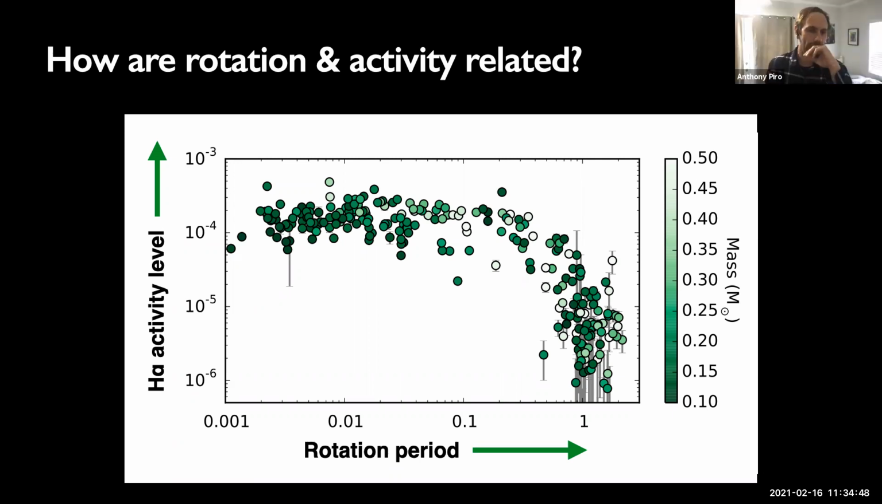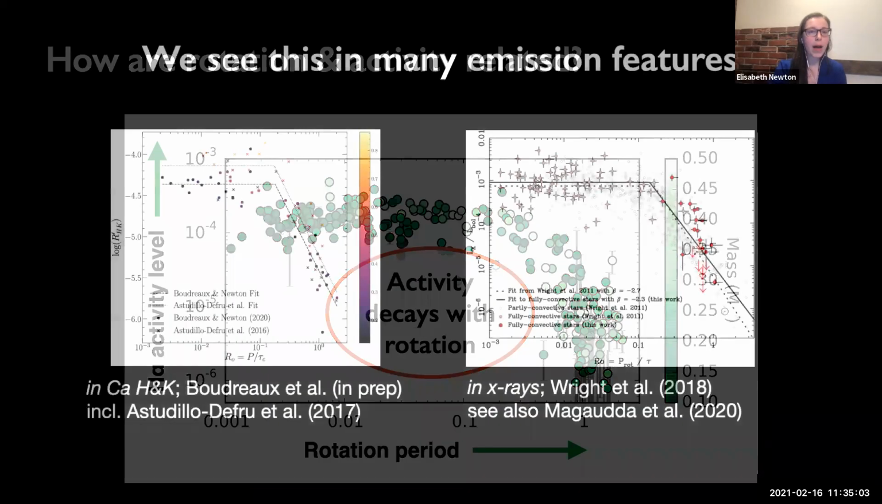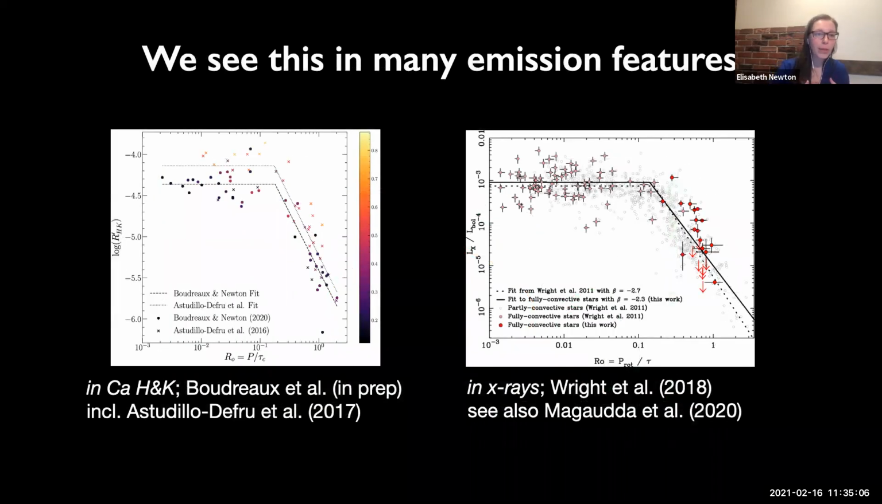Okay, that's very interesting. Thank you. So we see this decay in H alpha. It's also seen in many other tracers of magnetic activity. So this result is not alone. So these are two examples of that. The plot on the left is in calcium H and K. This was data from MIKE on Magellan and is work that's being led by my graduate student, Thomas Boudreau. On the right side, we're seeing the same thing in X-rays.